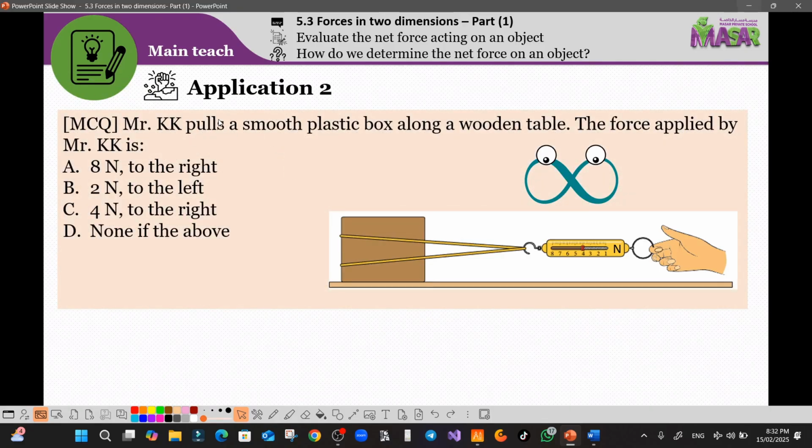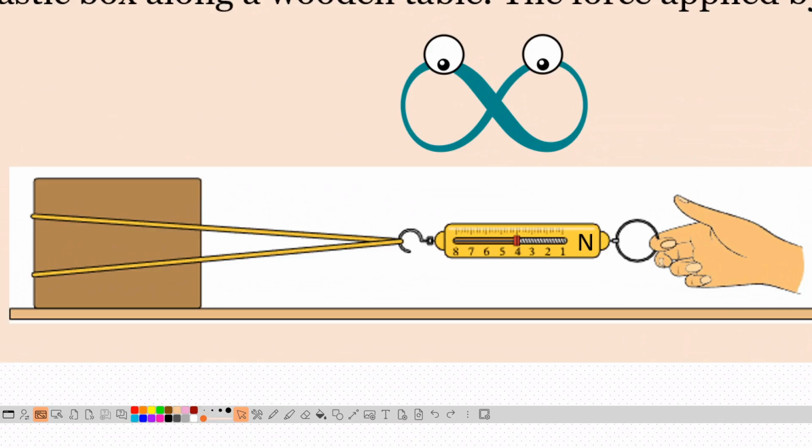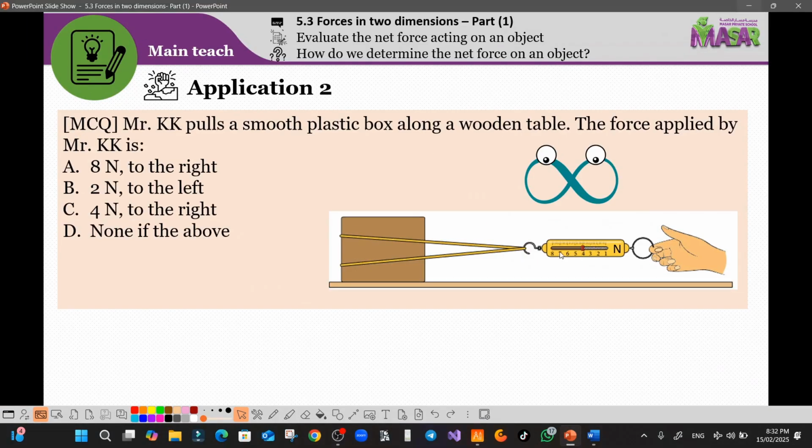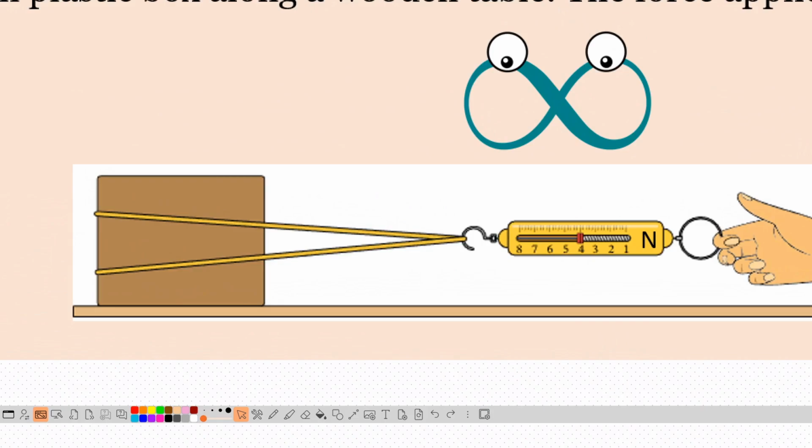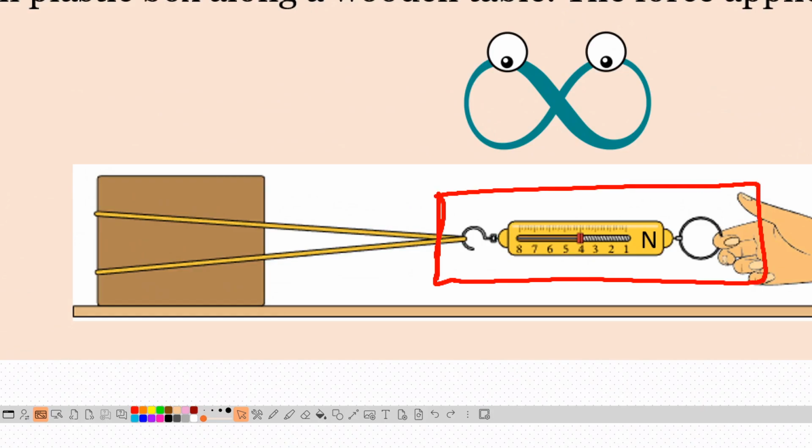Now here, Mr. KK pulls a smooth plastic box along a wooden table. The force applied by Mr. KK is, we can notice here from the figure, that Mr. KK has a special instrument. This instrument is known as the spring balance. We know that the spring balance is used to measure the size of the force. By reading the indication, we can know what the size of the force is. And the size of the force, according to the indicator, is 4 Newton.